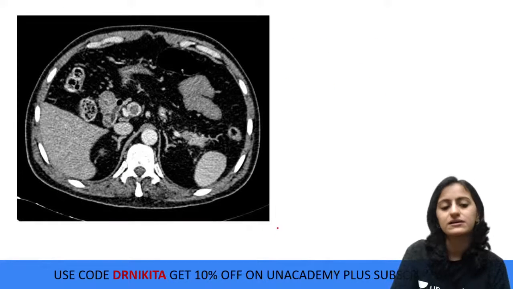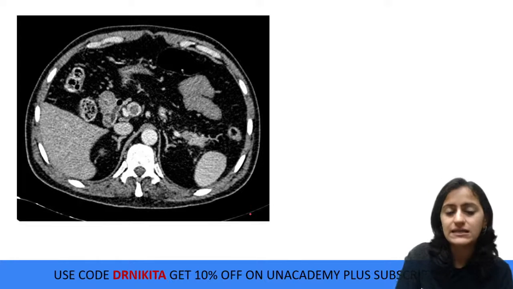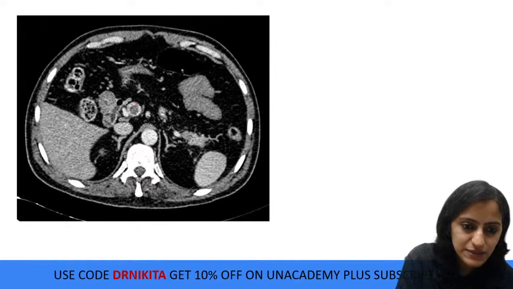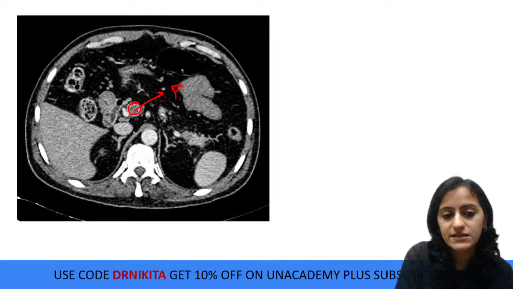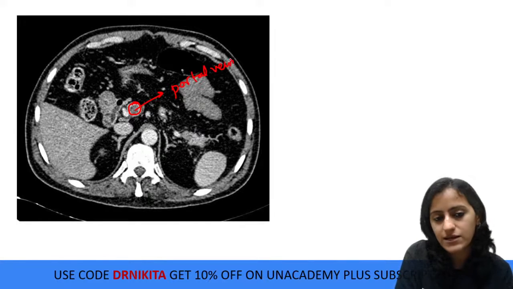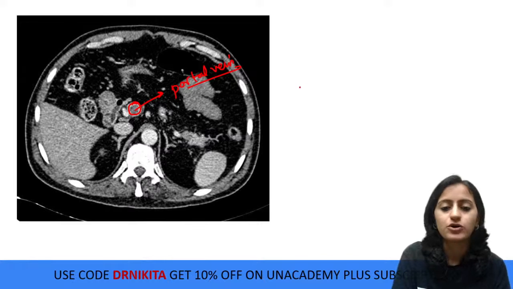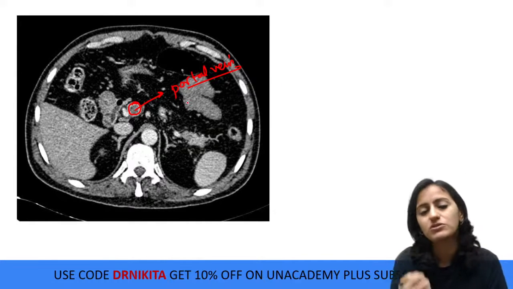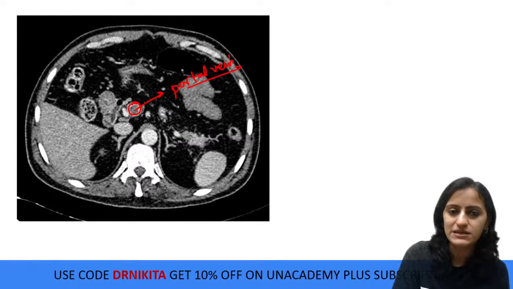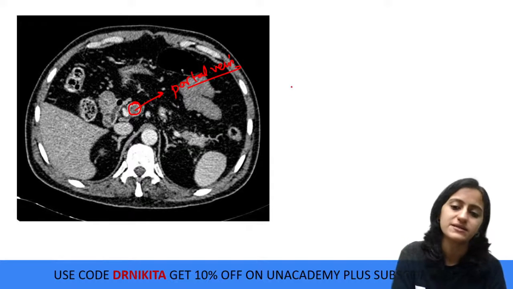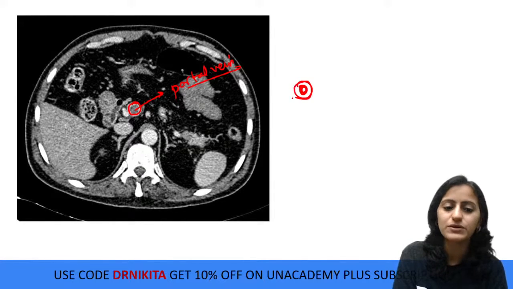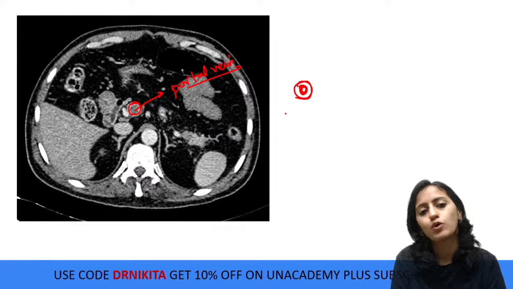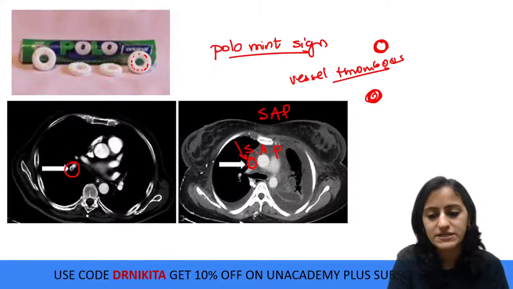Now similarly here, where do we see the Polo Mint sign? It is here that we see, okay, this is the white thing and this is the thrombus. This is your portal vein. So we can see it in portal vein thrombosis, SVC thrombosis, pulmonary artery thrombosis, anywhere basically where you have the filling defect, that is the thrombus, and surrounding enhancement, that gives the Polo Mint sign. Okay, that's your Polo Mint sign.